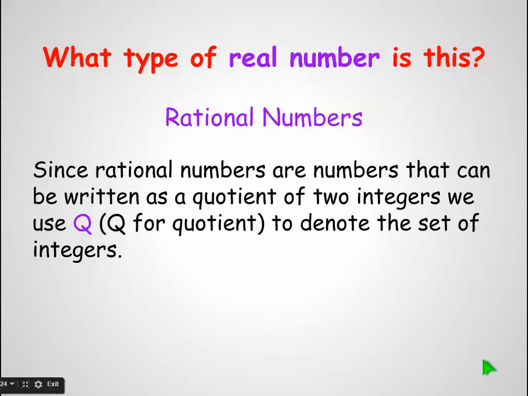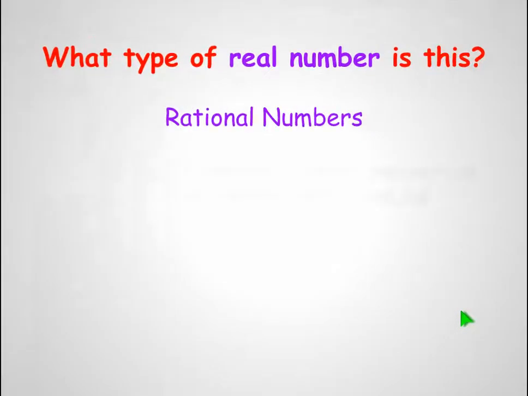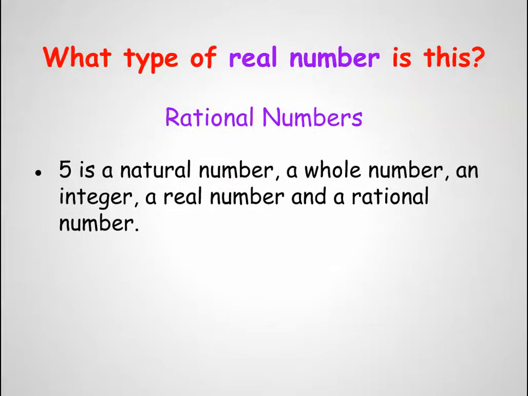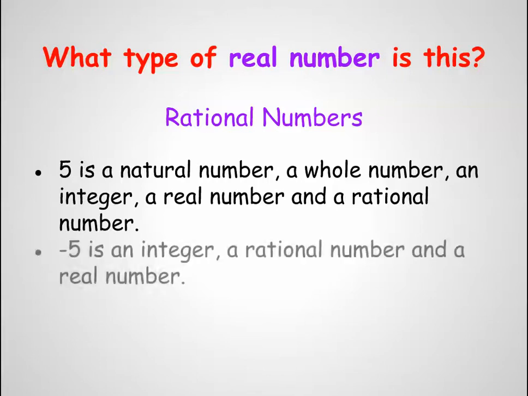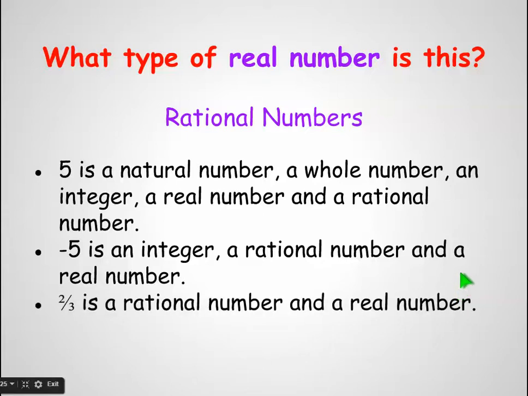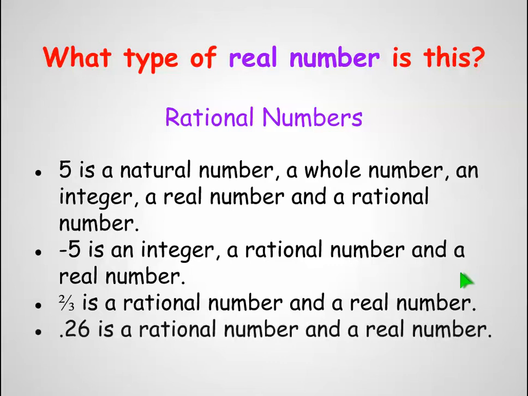Since rational numbers are numbers that can be written as a quotient, we use Q for quotient to denote the set of rational numbers. 5 is a natural number, a whole number, an integer, a real number, and a rational number. -5 is an integer, it's a rational number and a real number. 2/3 is a rational number and a real number. Likewise, 0.26 is a rational number and a real number.